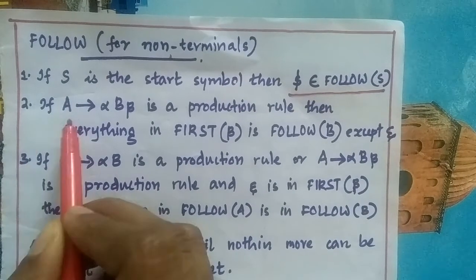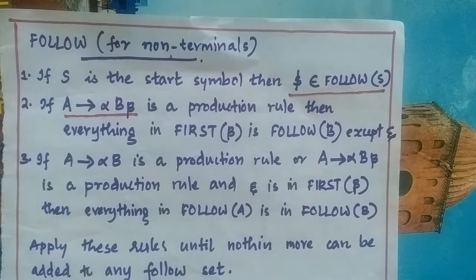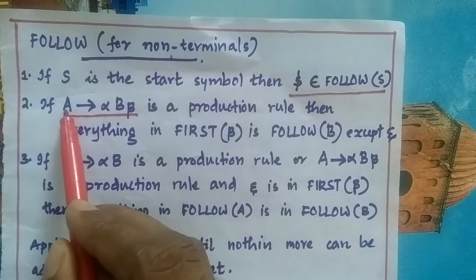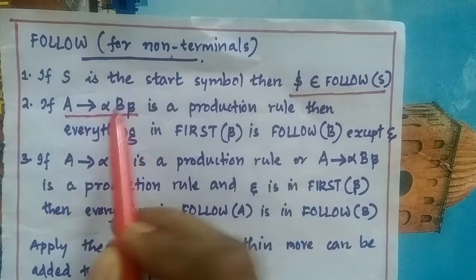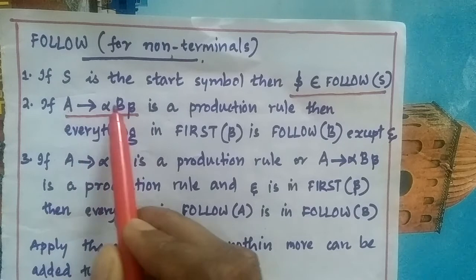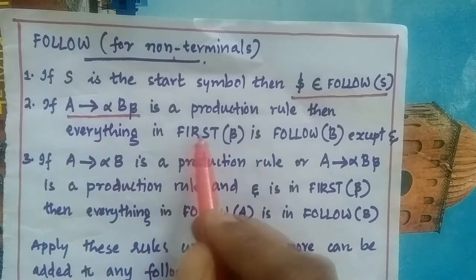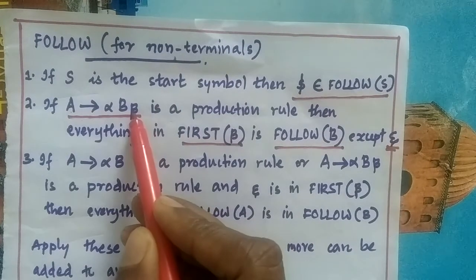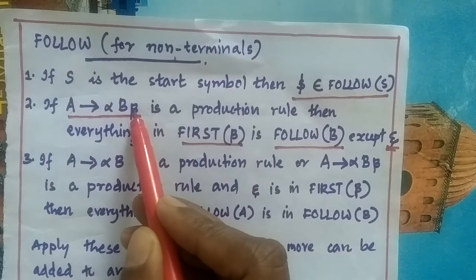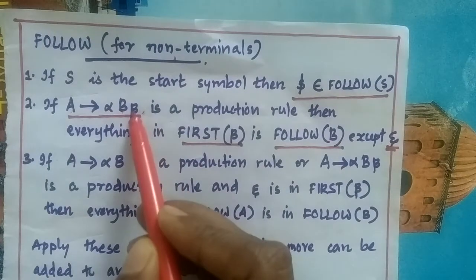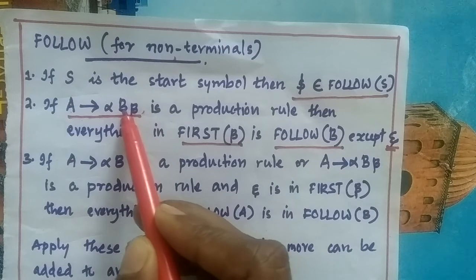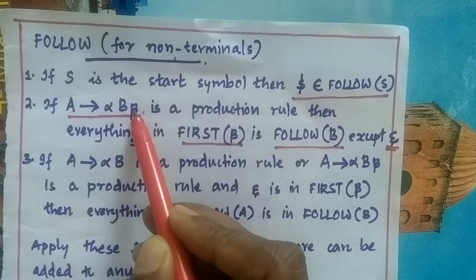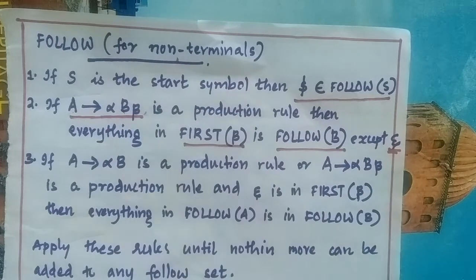The second one is: if A gives alpha B beta, where alpha and beta are strings formed by using grammar symbols, and capital A and capital B are two non-terminals, and you have a production of the form A gives alpha B beta in your grammar, then everything in first of beta except epsilon is in follow of B. So we need to compute first of beta, and everything in first of beta except epsilon is in follow of B, because beta is just following capital B. That is why follow of B contains the terminal symbols present in first of beta except epsilon. That is what rule 2 is saying.